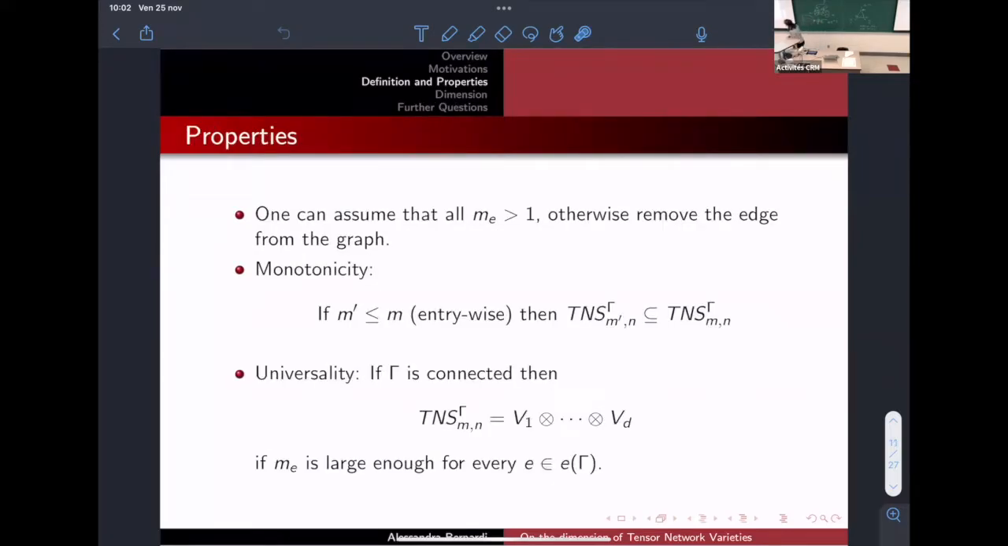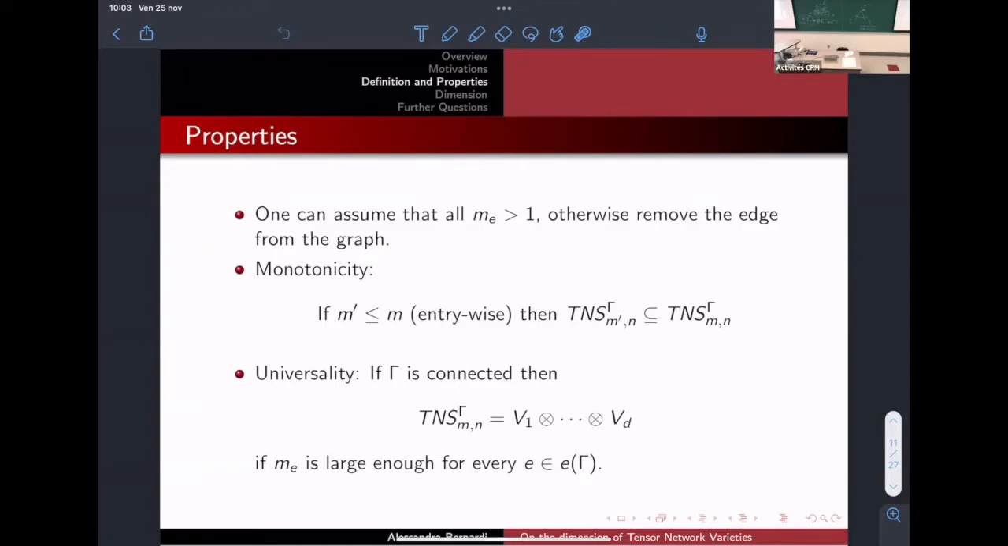Okay, so let's see some properties. First of all, one may assume that all the bond dimensions are bigger than 1, otherwise you just cancel that edge. And we have learned from the beginning of this week that there are many monotonicity properties. So for example, these are multi-indices. If I pick this multi-index being smaller than this one entry-wise, and I fix the graph and take the bond dimensions with these properties, then the two tensor network varieties that I build are contained one into the other. So there's the containment that goes with this n.